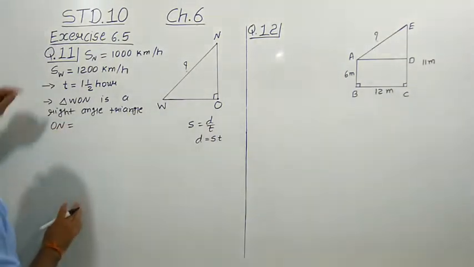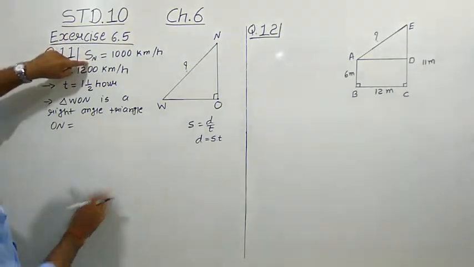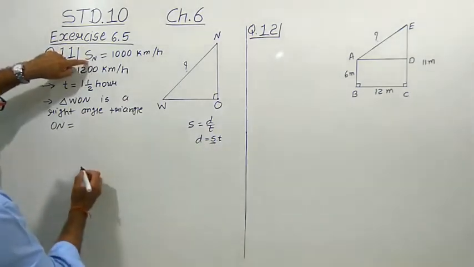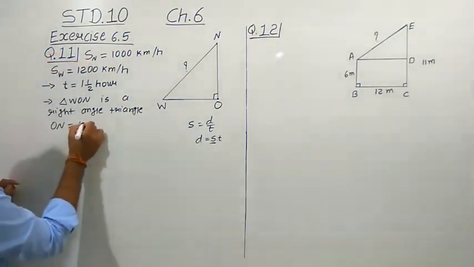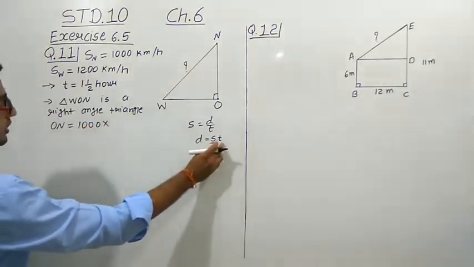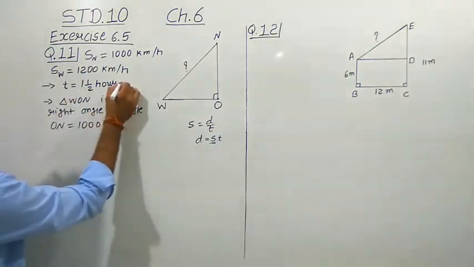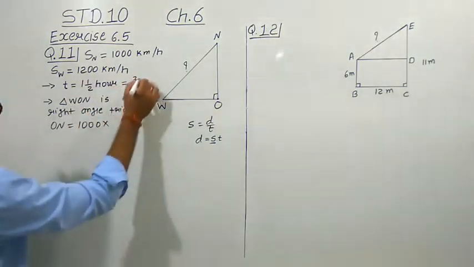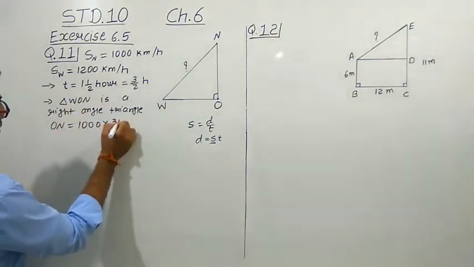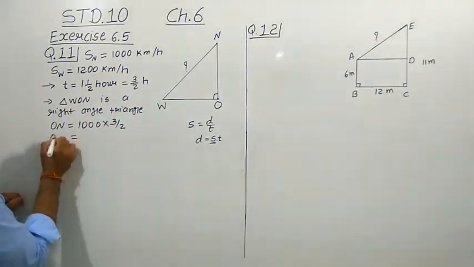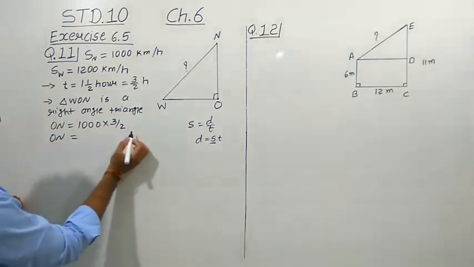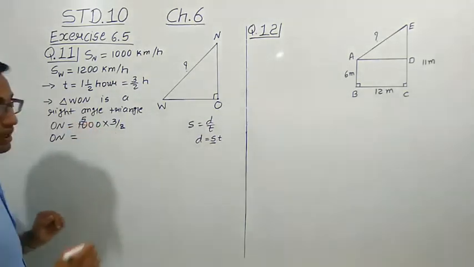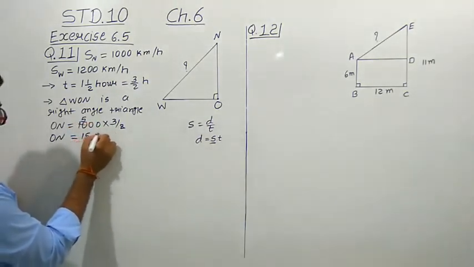That is the speed of the plane which is going in the north direction. This is the speed Sn. So Sn is 1000. We multiply it by the time, which is 1.5 hours. Let us convert it into a fraction: 2 ones are 2, plus 1, that is 3/2 hours. So we multiply it by 3 by 2. What are we getting? ON: 2 fives are 10, so 500 is there, 500 into 3, that is 1500.